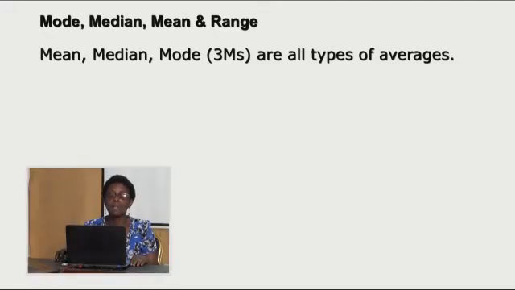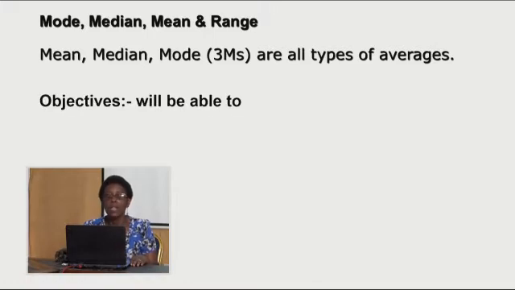Today's lesson is about averages. You've seen averages in primary, primary 5, primary 6. So we're looking at the mode, the median, the mean. These are the three averages. We're also going to look at the range. Now, please note, range is not an average. Now, what are today's objectives?